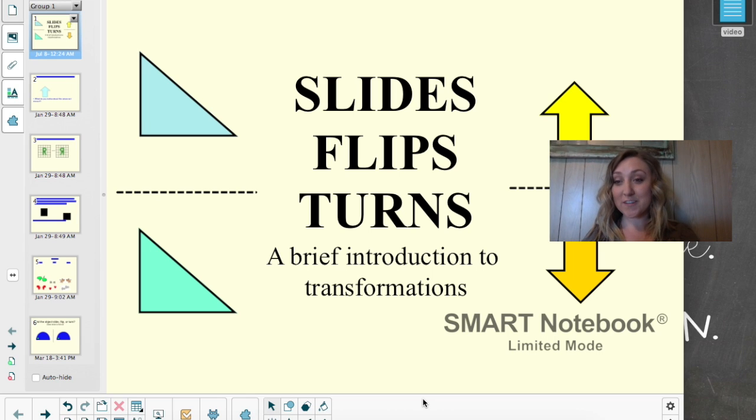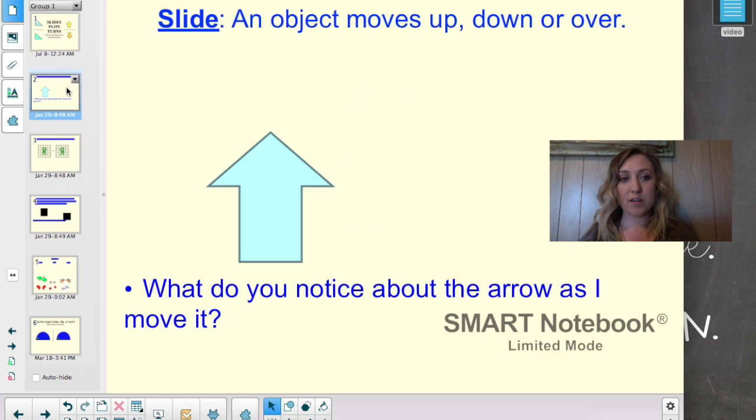Good morning, third graders. So today we have been working on our transformations with our shapes, and we're going to do a fun little activity after we do a little bit of a review. So what I need you guys to do for me is get out your whiteboards because I'm going to have you write some stuff down. So let's take a look at our first one.